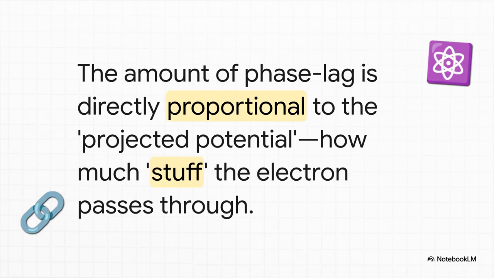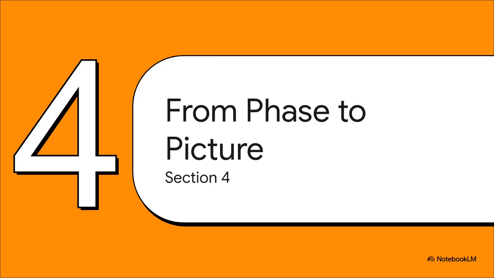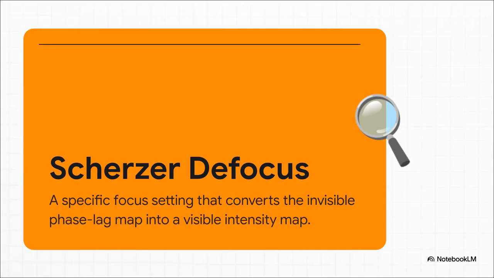We can't see the atom itself, but we can precisely measure the effect it has on the electron wave that passes through it. Okay, so we can measure this invisible phase lag, but that's just data, it's not a picture. So the next big question is, how do you turn this invisible map of phase shifts into an actual image we can look at? The answer is a brilliant optical trick called Scherzer defocus.